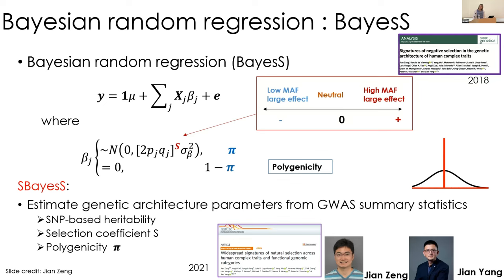This is a Bayesian random regression model. Most of you will be familiar with this type of model, where we relate phenotype to genetic effect sizes through their genotypes. The beta effects could be drawn from two distributions: either they have no effect at all, or a proportion have an effect, where their effect sizes are drawn from a normal distribution with variance such that the effect size is related to the heterozygosity or allele frequency. That relationship between effect size and allele frequency is measured by this coefficient S. From these methods, we can estimate three key parameters for genetic architecture: the SNP-based heritability, that selection coefficient S, which relates minor allele frequency to effect size, and the polygenicity parameter, the proportion of SNPs that have an effect.